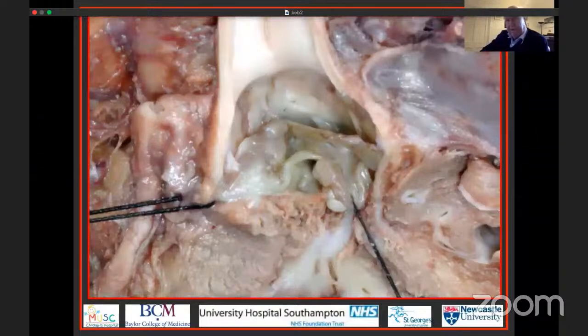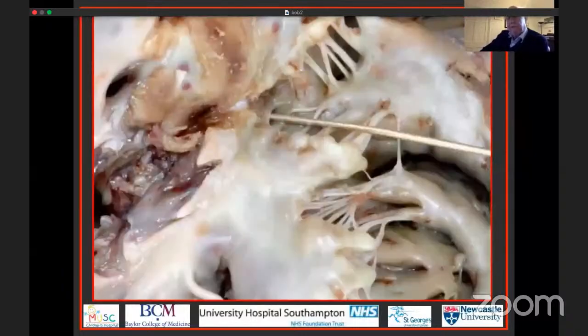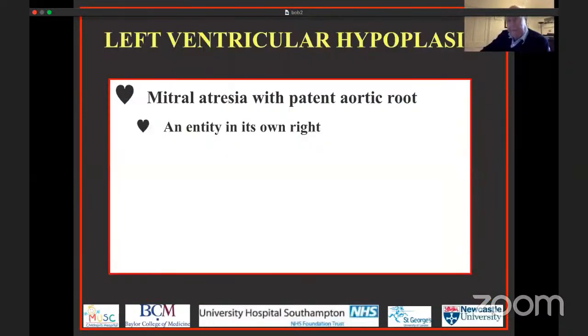Here in a beautiful image, she's opened out for you the aortic root, and you see there's a bicuspid aortic valve and a restrictive ventricular septal defect. And there you see it from the right side. She's put this probe through the restrictive central perimembranous ventricular septal defect. And again, there was no fibroelastosis in the left ventricle because it was mitral atresia. The flow coming into it was through the restrictive defect.